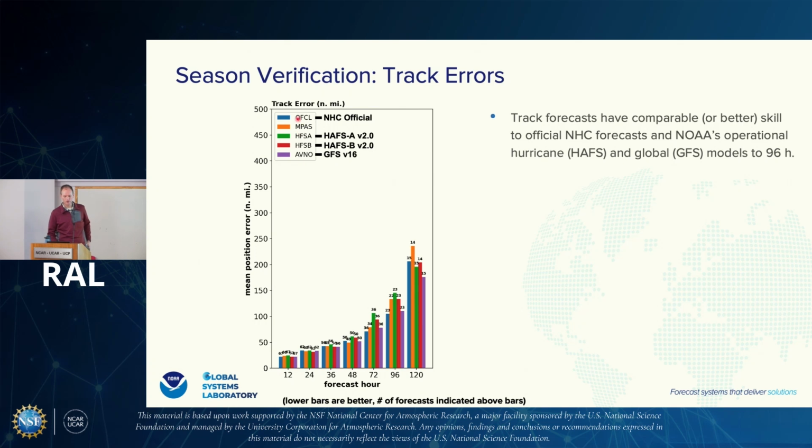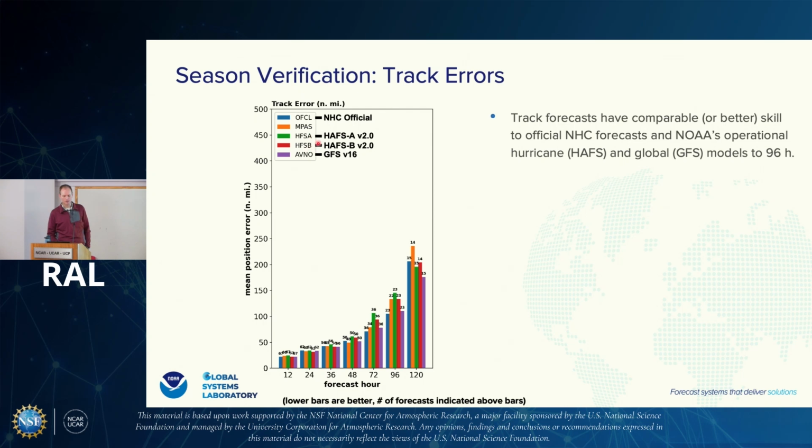Different colored bars represent different models or forecasts. The blue will always be the National Hurricane Center's official one, and that will always be the first one in these clusters of bars. Orange is our MPAS forecasts, will always be orange and will always be the second one. The next two will also always be the same.